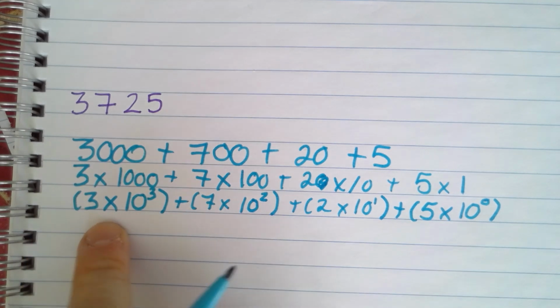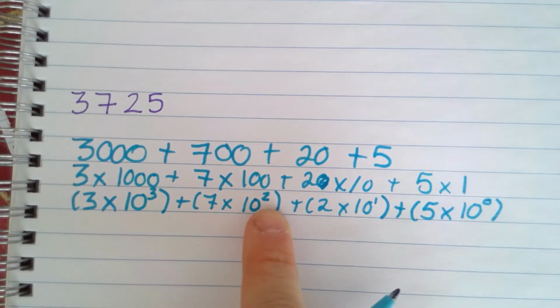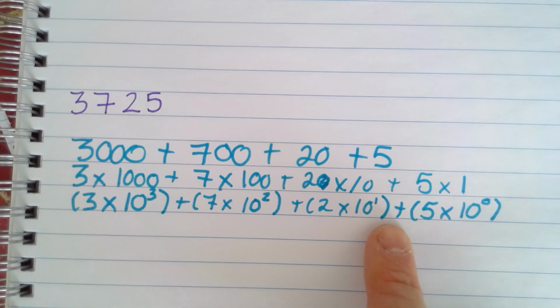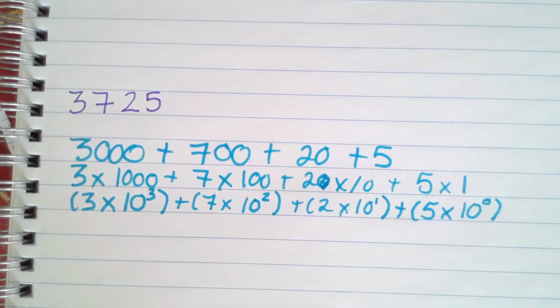So 3 times 10 to the power of 3, plus 7 times 10 to the power of 2, plus 2 times 10 to the power of 1, plus 5 times 10 to the power of 0. That's going to be how you would change this number into powers of 10.